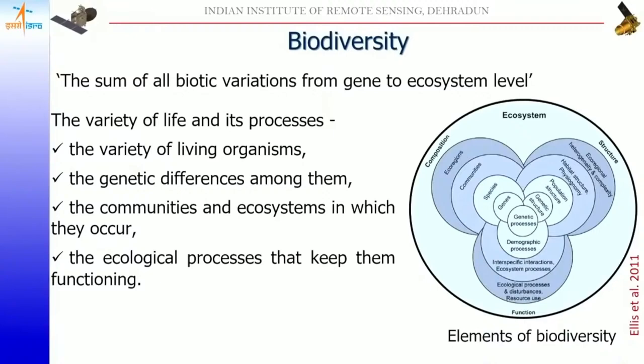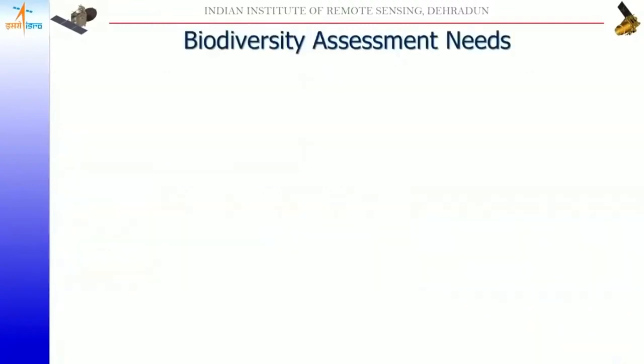And in the functional part, there are the various genetic processes that act at the genetic level. Then the demographic processes, the population, and the various interactions that occur between the species and the communities, and the overall ecological processes, the interaction among individuals and communities, and also the flow of nutrients or energy, the food chain. All these come under the functional aspect.